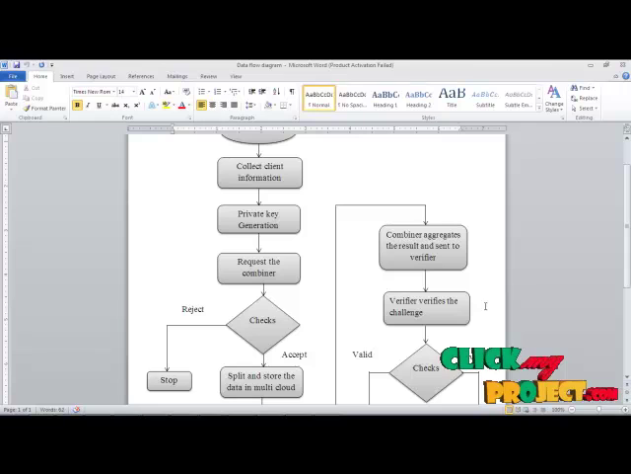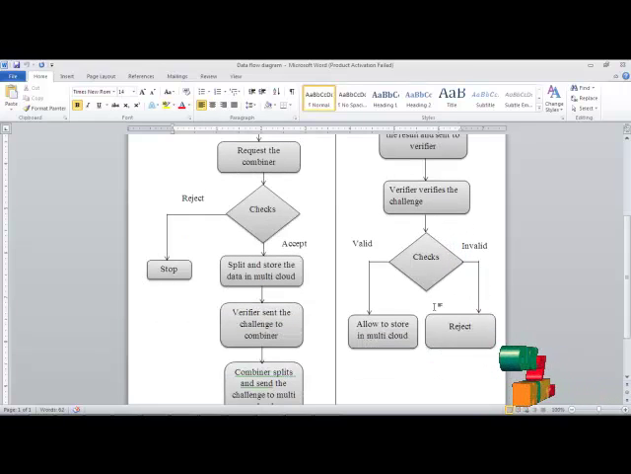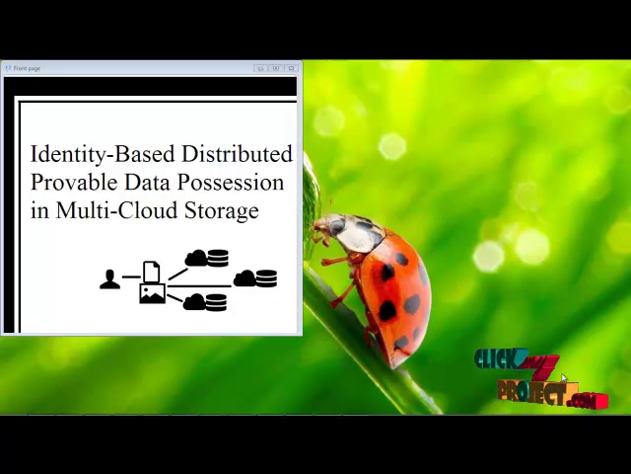The verifier verifies the challenge. If it is a valid one, it is allowed to store in the multi-cloud. Otherwise, it rejects the data to be stored in the multi-cloud. Let us see the demo of the system. This is our system, identity-based distributed provable data processing in multi-cloud storage. This diagram shows our process.